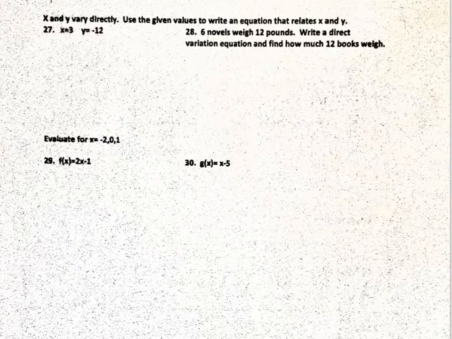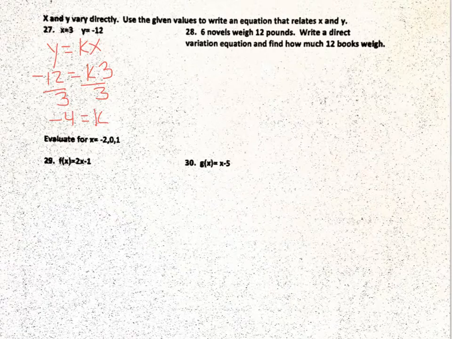All right, here are our last ones. Direct variation uses y equals kx. So what we need to do first is we need to solve for k. Make sure you're showing your work. So I have negative 12 equals k times 3. We're going to divide both sides by 3. We're going to get k is equal to negative 4. So my equation is going to be y equals negative 4x. Don't stop once you get k. Keep going till you write your equation.